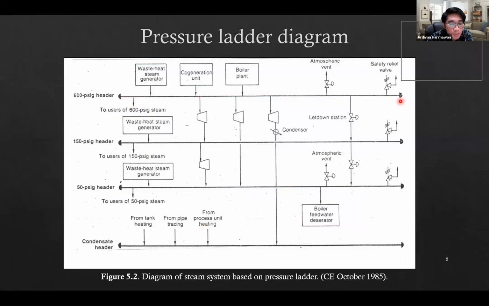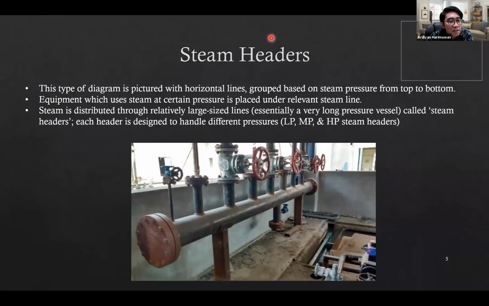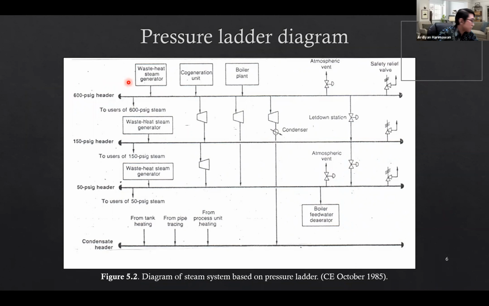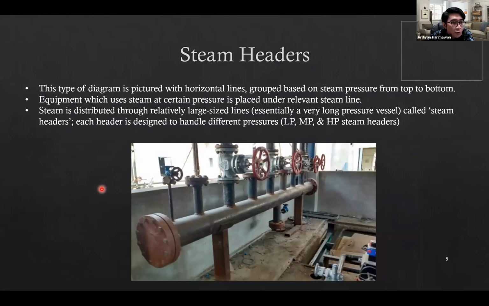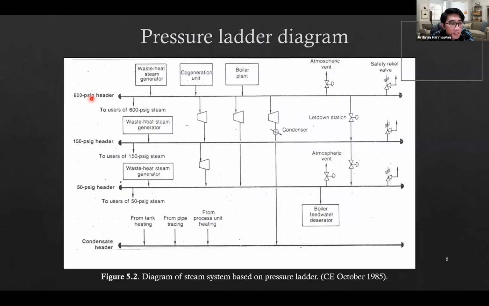Yeah, this is the diagram of the steam system based on the pressure ladders. So you can see this is the steam header. Each line is the header, which is basically a horizontal line, grouped based on the steam pressure from the top to the bottom. The top one is the highest temperature, highest pressure of the steam, and from the highest pressure, the steam will be used by equipments using this kind of steam. And then after being used by this equipment, of course the pressure will go down, but it still has some pressure. So this steam can be used by the next equipment, and then it goes down again, and then it will be used by the equipment using the low pressure. So this is the basic of the steam ladders, and each ladder represents the steam header.